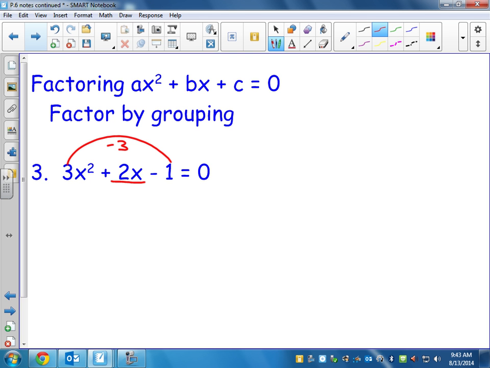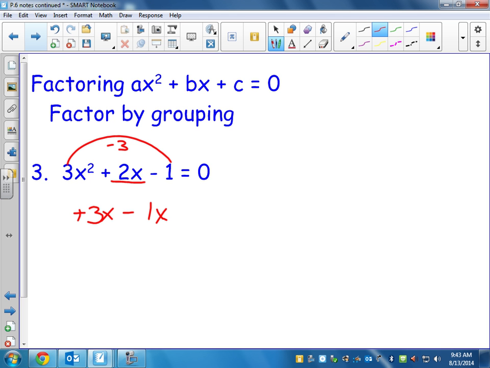So instead of writing 2x, I'm going to rewrite it as 3x and 1x. And I want to get 2 out of that. So make sure you do your signs right. To get 2, I would need a positive 3 and a negative 1. 3 minus 1 is 2. 3 times negative 1 is negative 3.